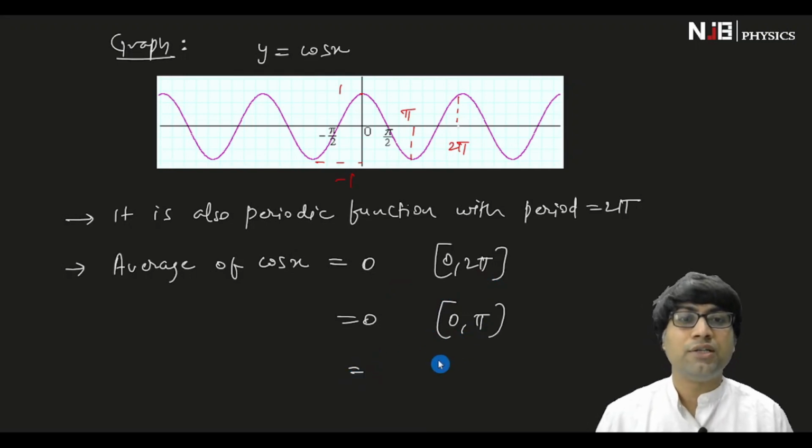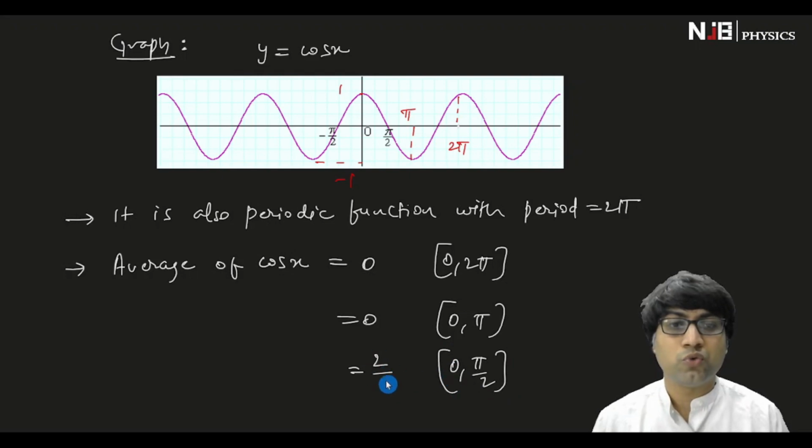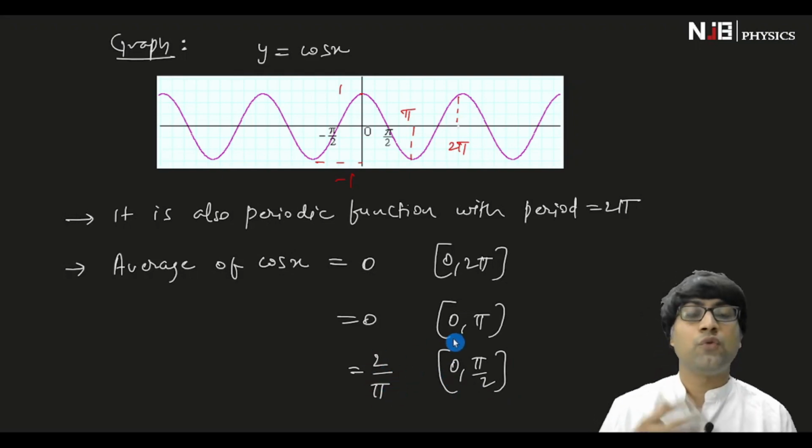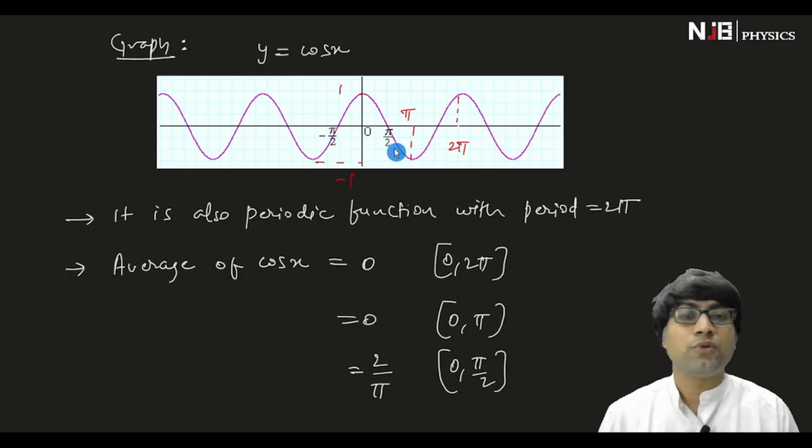If you talk about the interval 0 to pi by 2, the average is going to be non-zero, and in fact in the interval of 0 to pi by 2, the average will be 2 by pi. And in fact, if you want to talk about the average of this cos x from the interval minus pi by 2 to pi by 2, again it is going to be 2 by pi.